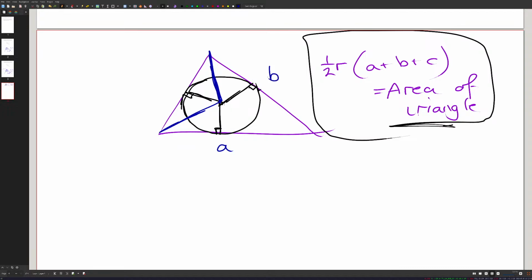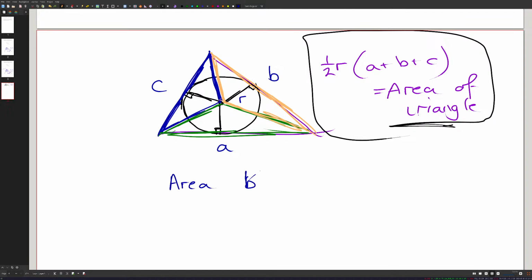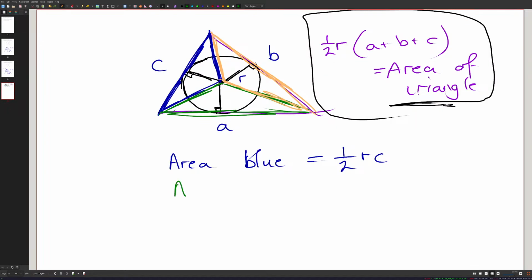A, B, C, and the in radius is R. So we've got the blue triangle, this green triangle, and let's make it orange, the orange triangle. Okay. And the area of the blue triangle is a half of R times C. Is a half of RC. And the area of the green triangle is a half of RA. Oh, you learned this yesterday. Cool. Okay. So half of RA.